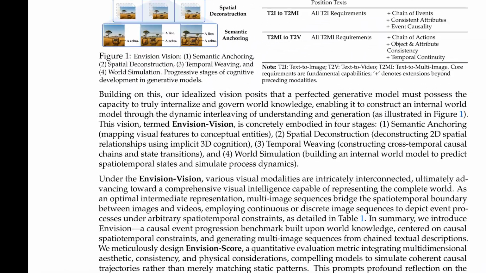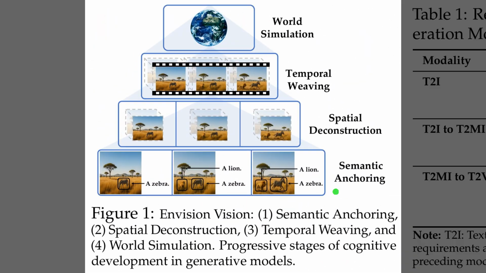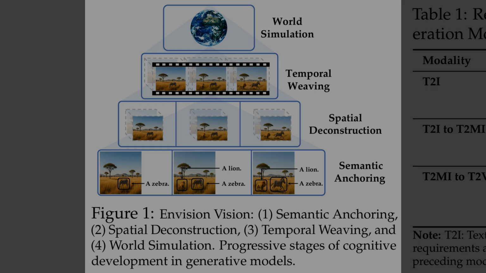Figure 1 lays out the four-stage roadmap for how generative models could mature from snapshot pattern matchers into genuine world simulators. The bottom band shows semantic anchoring, where the model simply names objects like a lion or a zebra in a static scene. Above that comes spatial deconstruction, which separates different parts of the scene, and temporal weaving, which strings frames into a causal sequence, all culminating in full world simulation at the top.